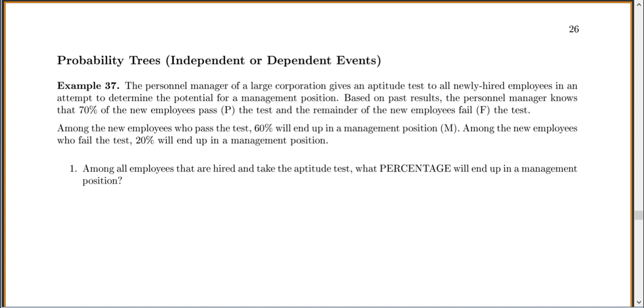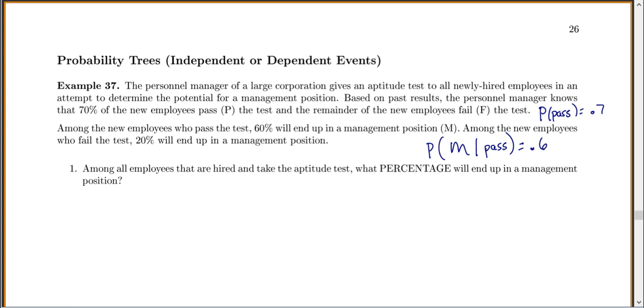Based on past results, the personnel manager knows that 70% of new employees pass the test and the rest fail. Among the new employees who pass the test, 60% will end up in a management position. So let's write down what it's told me here. So we know that 70% of the new employees pass, so the probability of pass equals 0.7. Among the employees who pass the test, so this is saying you already know that they passed the test, 60% will end up in management. So the probability of management, if you know they pass, is 0.6.